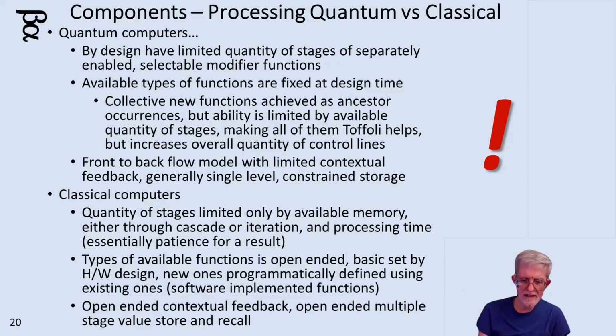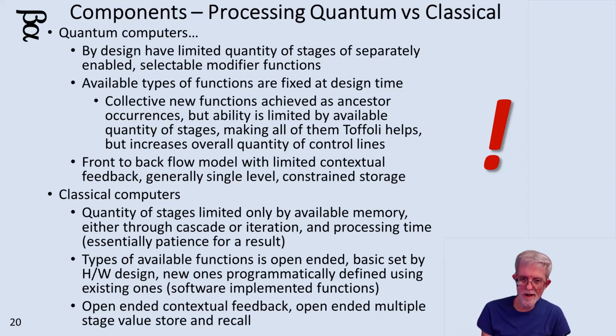But in the case of classical computers, all these functions are implemented in software. So I can make any of them do anything just by changing the programming of the classical computer. Whereas with a quantum computer, if I want a new kind of operator, a new kind of function, it's built into the hardware.